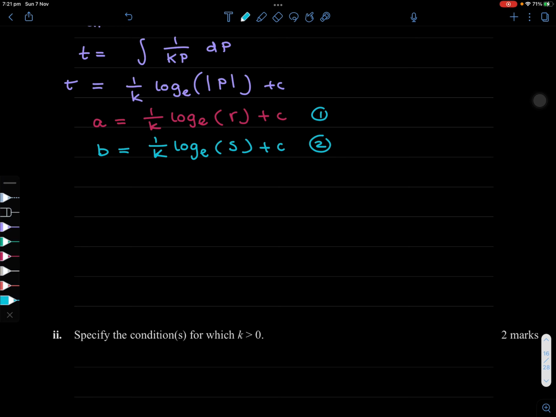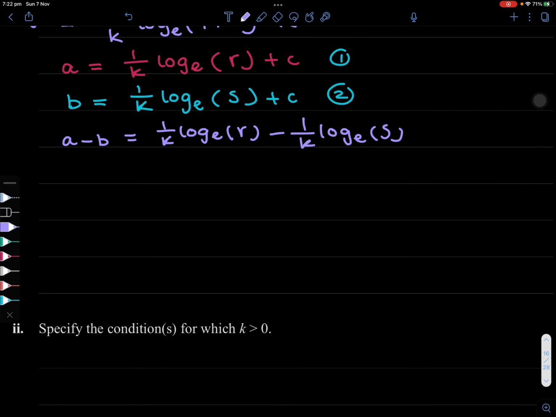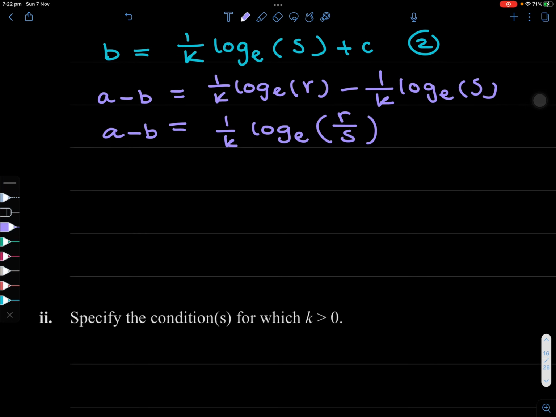Now, we can just subtract these equations, and that will give us a minus b is equal to 1 on k log e r minus 1 on k log e s. And the C's just cancel out because C minus C is 0. Now, on the right-hand side, we can use our log laws to combine the logs by writing it as log e of r on s, okay? The left-hand side stays the same for now.